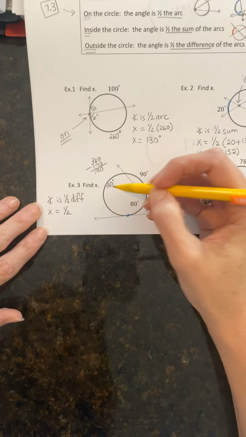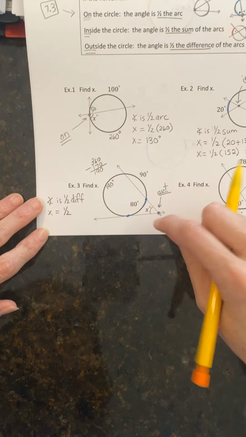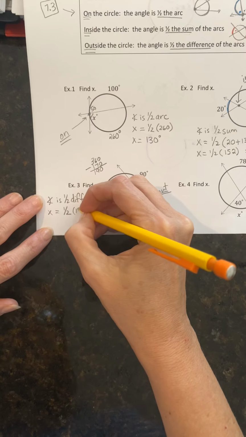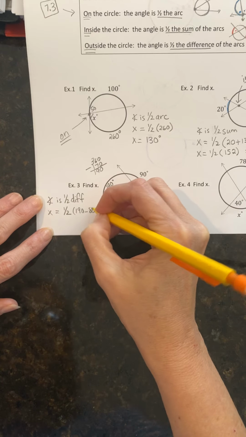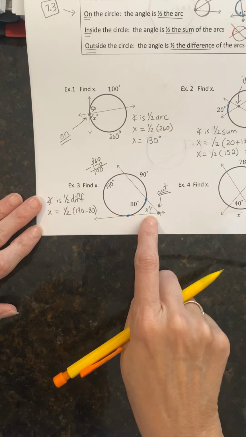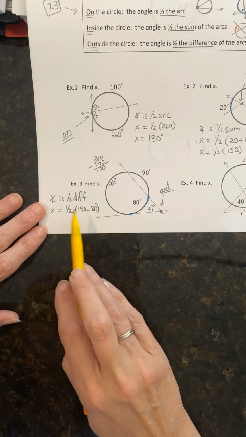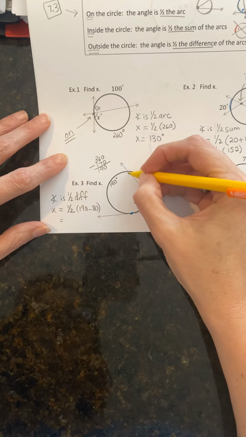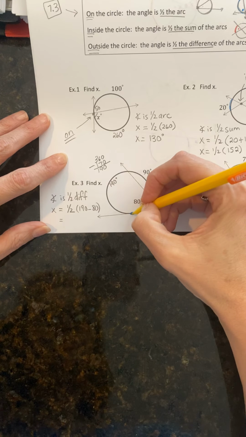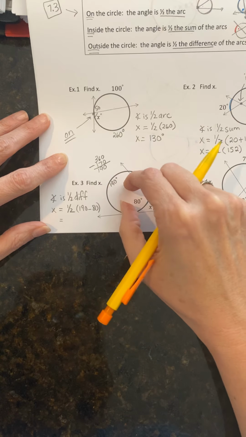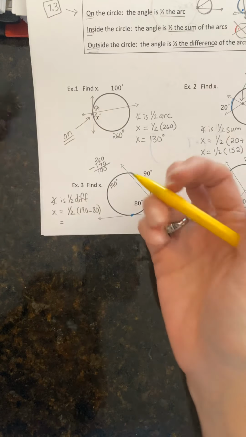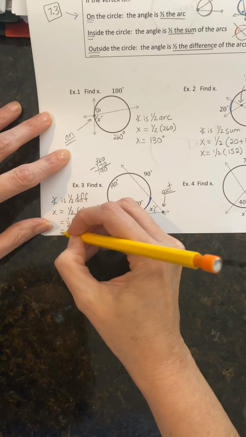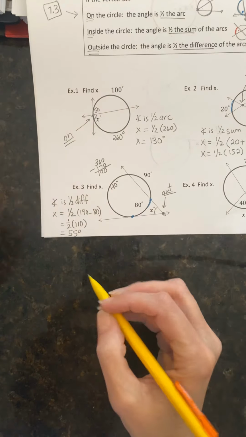Okay, now I can find the difference of the two arcs. See, those are the two arcs that are inside my angle. So 190 minus 80. And you will not get negative angle measures, so make sure you do the bigger arc minus the smaller arc. Or it'll be the further arc minus the closer arc, because the more inside the angle you get, the smaller the arc is. So half of 110, that is a 55-degree angle. So that's what X is.